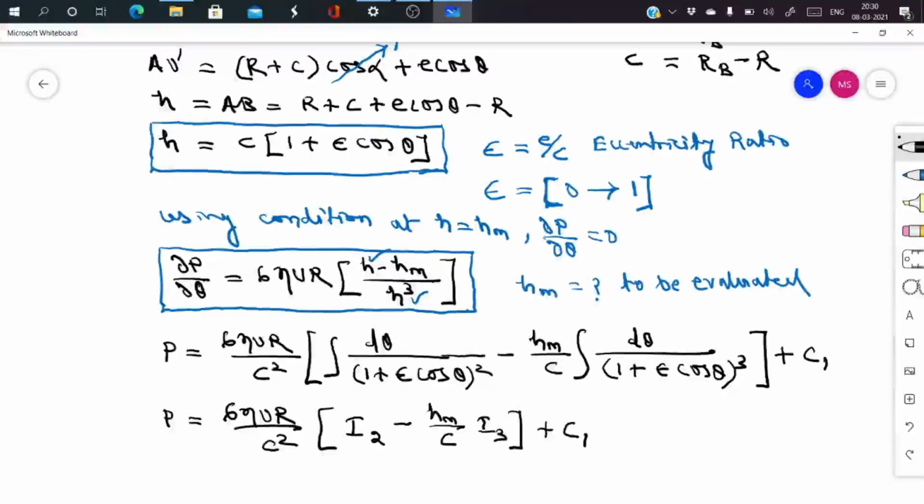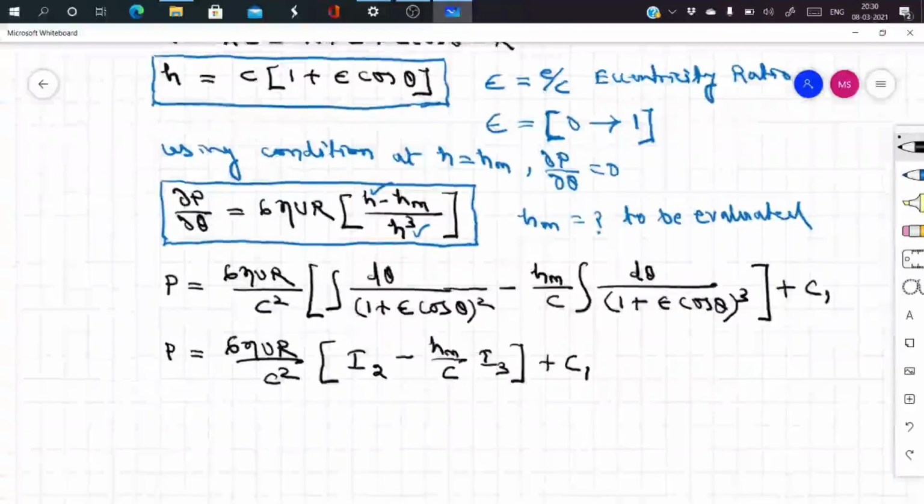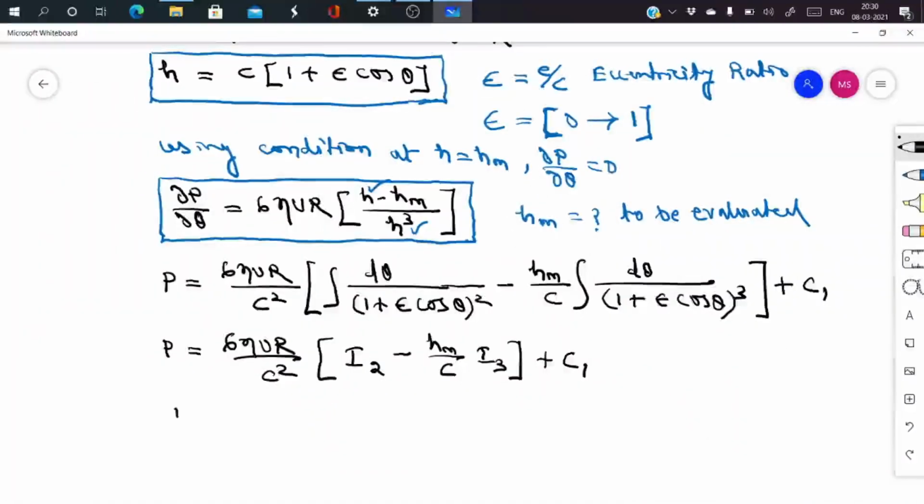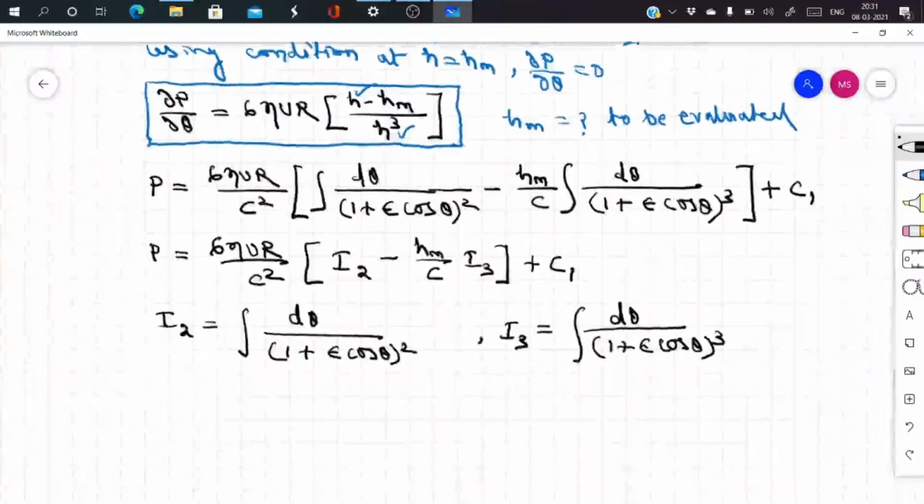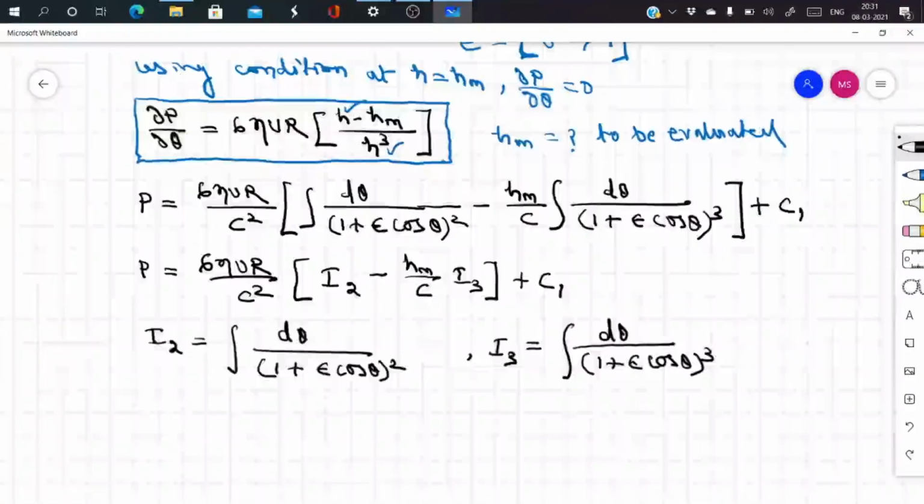So this I2 and I3 are the two integrations. You can also define those directly. I2 is the integration of d theta by (1 plus epsilon cos theta) square, and I3 equal to d theta by (1 plus epsilon cos theta) cube. Now these two integrations cannot be solved straightforwardly, so we have to do some substitutions.